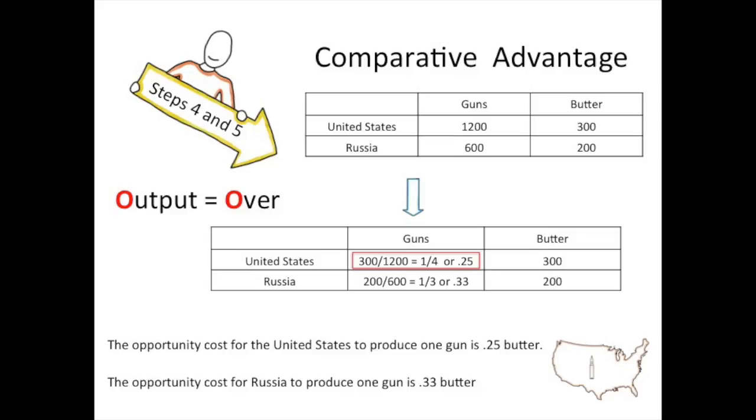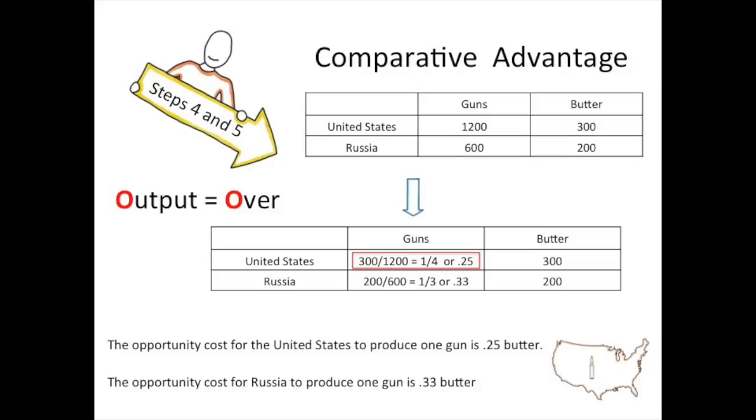To calculate the opportunity cost for Russia to make one gun, you would place the 200 units of butter over the 600 units of guns. This means to produce 600 guns, Russia has to give up 200 units of butter. To calculate how much Russia would have to give up to produce one gun, you would divide 600 into 200. This means that Russia would give up 0.33 units of butter to produce one gun.